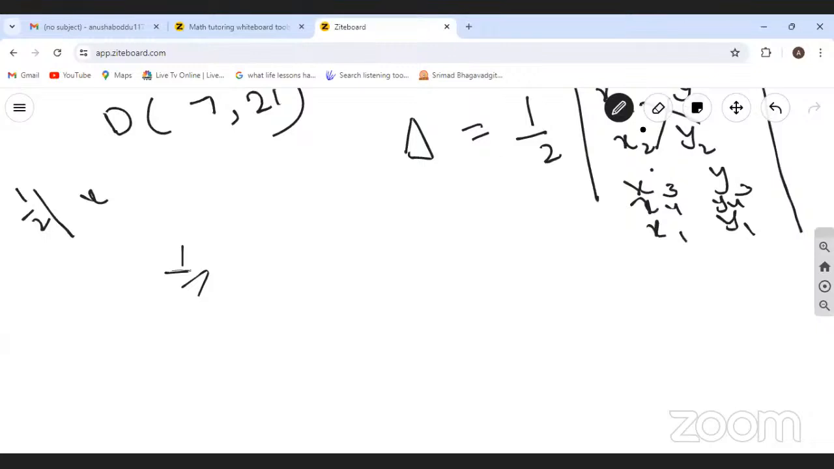Okay, students, please try to answer this question. The formula is like this. I will tell you the formula. x1, y2 minus x2, y1. You need to solve these two. And then x2, y3 minus x3, y2, plus x3, y4 minus x4, y3, plus x4, y1 minus x1, y4. So that you will get the answer.